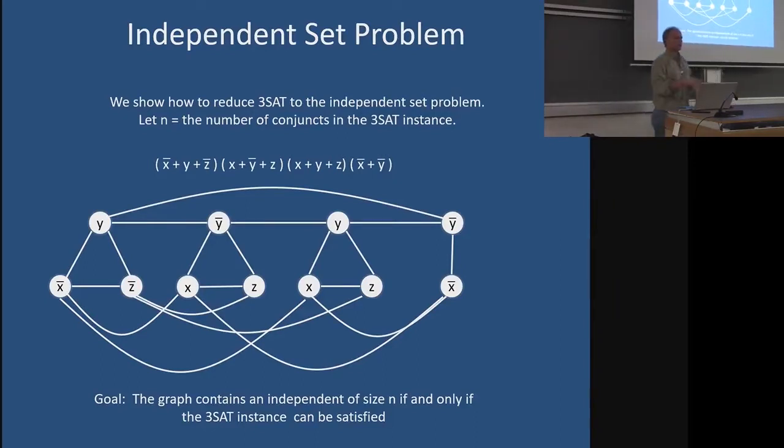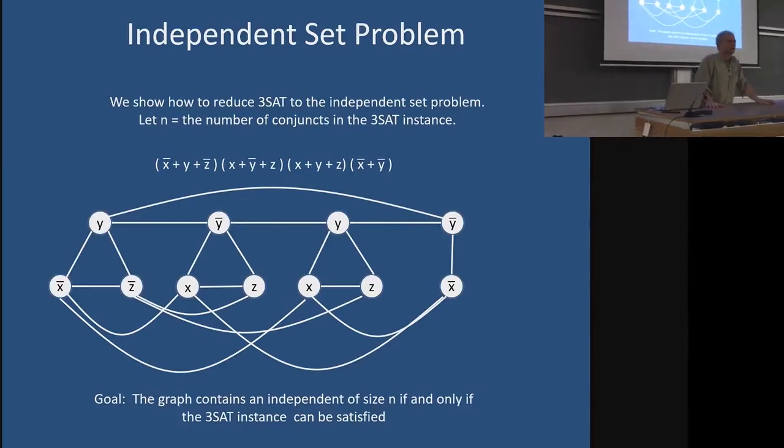Someone else tell me, why do we connect every y to every y bar in this independent set? What's the purpose of that? Y and y bar cannot exist in the same independent set. Right. You can't make both y and y bar true. You can think of it this way: when something goes into our independent set, we are deciding we want that to be true up there, and we can't make both y and y bar true. So we're preventing you from choosing both y and y bar.